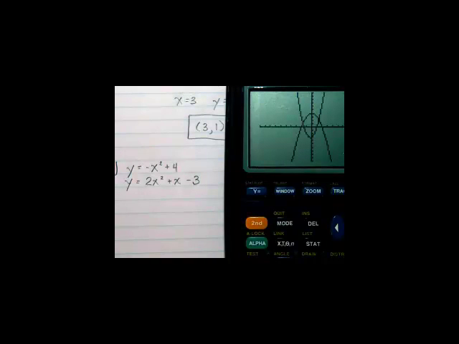All right, so with these two parabolas, how many points of intersection do we have? So we should have 2 solutions when we're done.